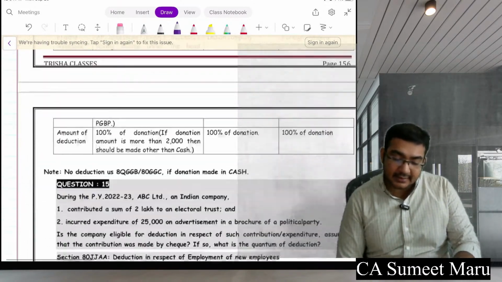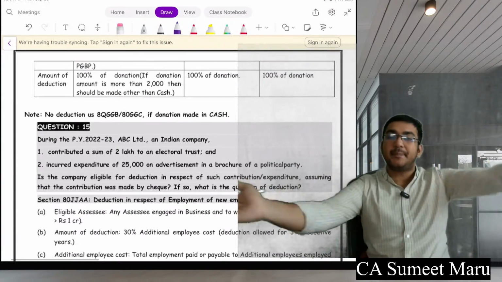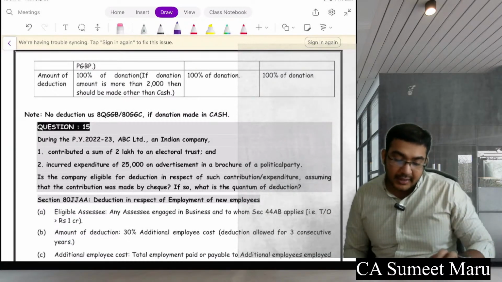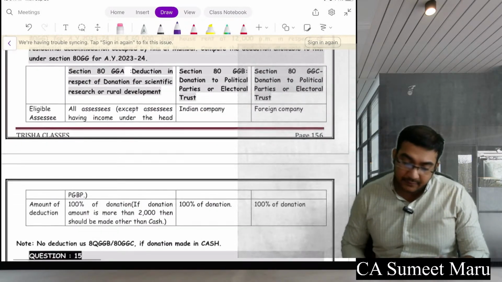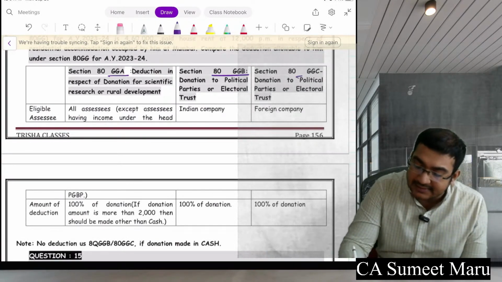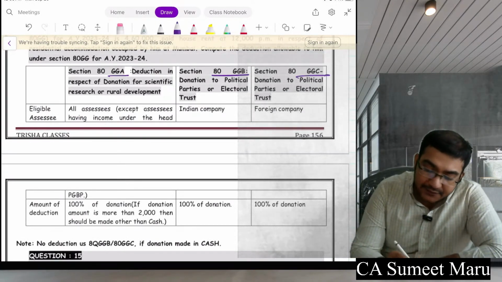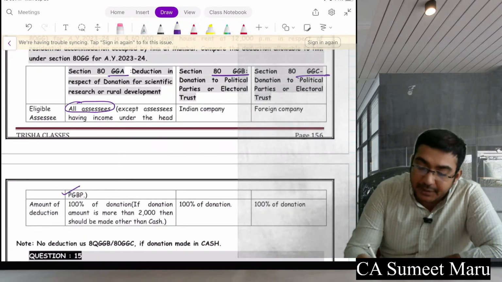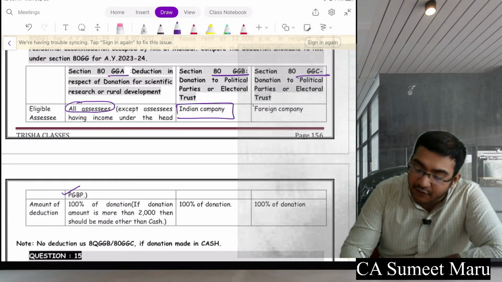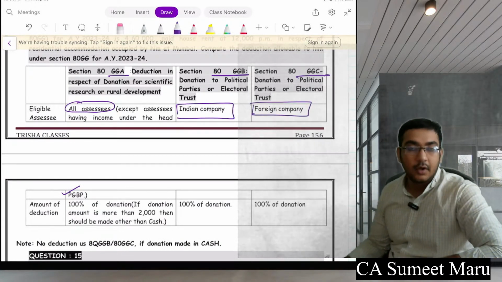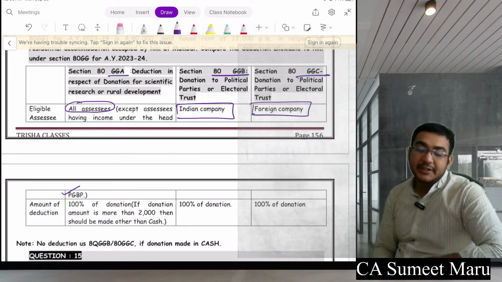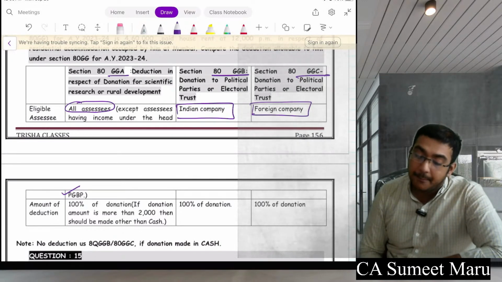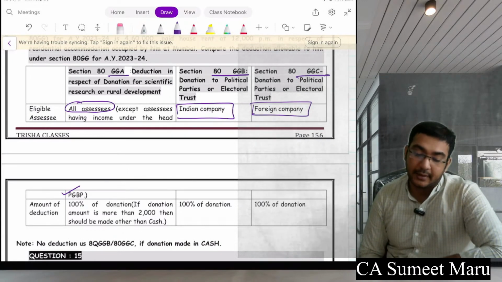Okay, next is your 80GGB and GGC. Further 80GGB and GGC talks here. 80GGA, B and C. GGA is for all assessees having income under PGBP. GGB is for Indian company and C is for foreign company. Once again, GGA is for all assessees who are having PGBP income. B is for Indian company and C is for foreign company.